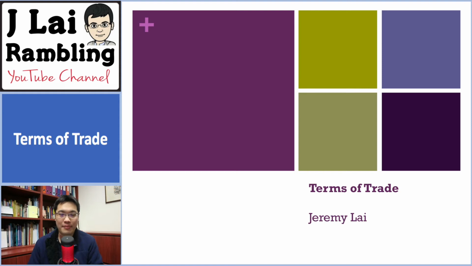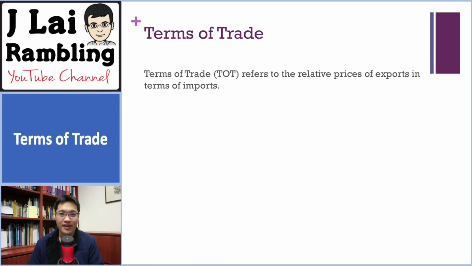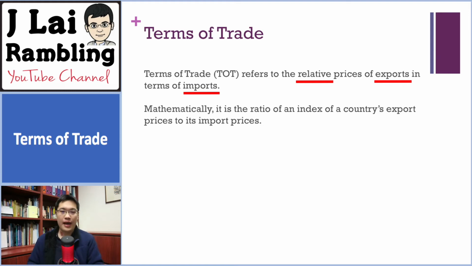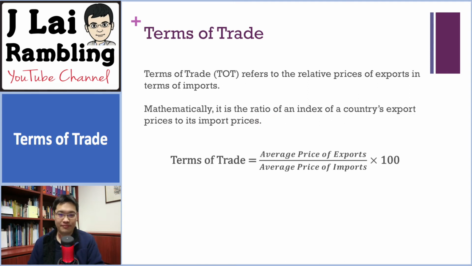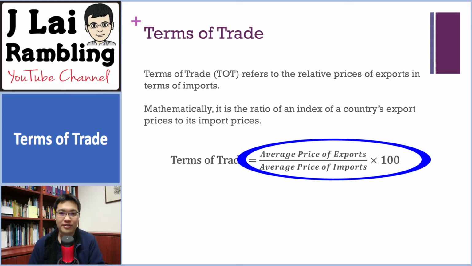Today we're going to be talking about terms of trade. Well, terms of trade, or TOT for short, refers to the relative prices of exports in terms of imports. And mathematically, it is the ratio of an index of a country's export prices to its import prices. And it is given by this equation. Okay, terms of trade is equal to average price of exports over average price of imports multiplied by 100.